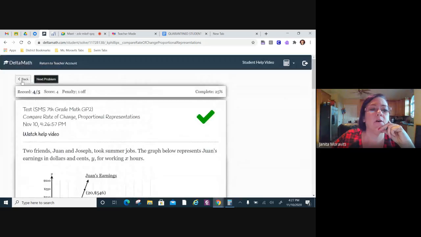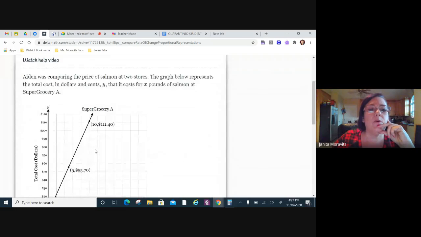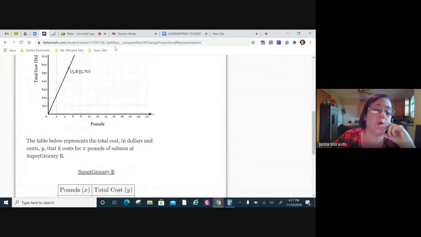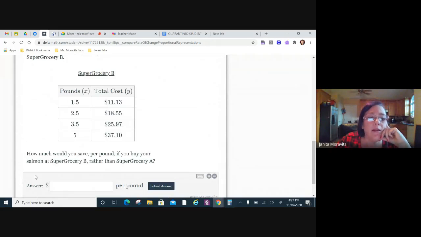Okay, so these problems like this, you're going to want to make sure that, for example, in this one, Super Grocery A, they give you a chart. Super Grocery B, they give you a graph. I'm sorry, Super Grocery B gives you a chart. And we want to know how much would you save per pound if you buy your salmon at Super Grocery B rather than at Super Grocery A.